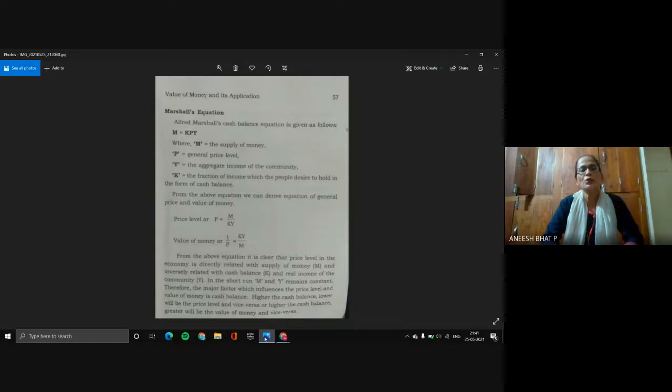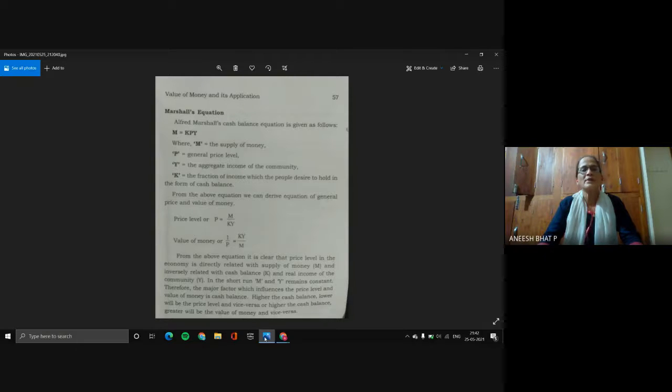Out of the total income, a part of income is saved by the people. That means they may maintain cash balances. So, from the above equation, we can derive the equation of general price level and value of money. How to derive the price level? See here, we can change that equation like P is equal to M by KY.